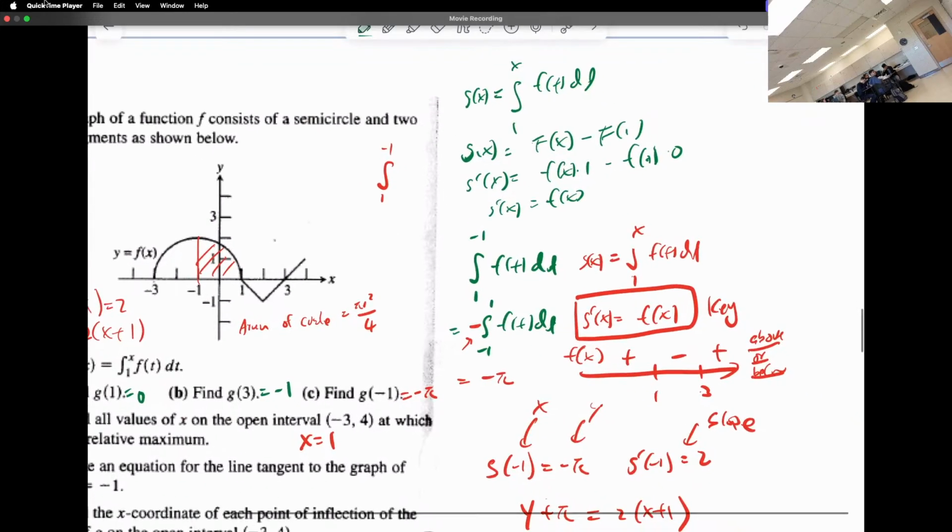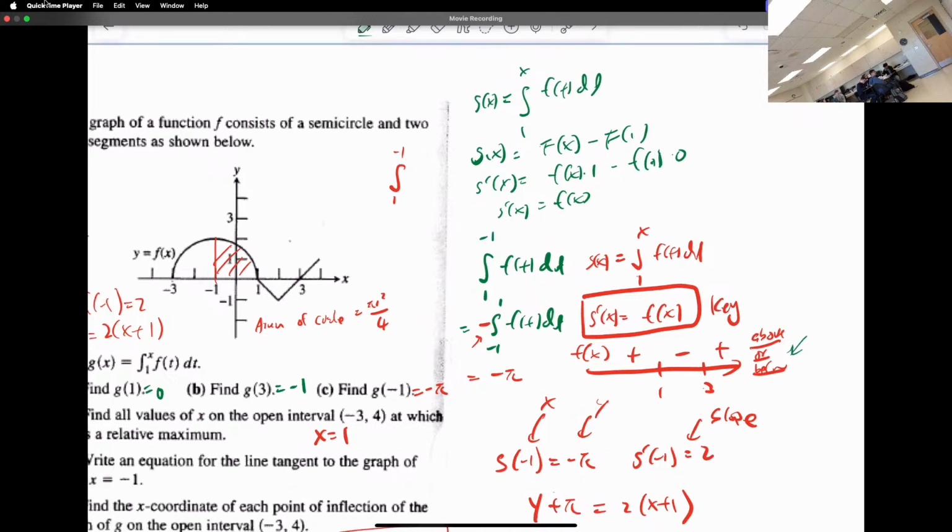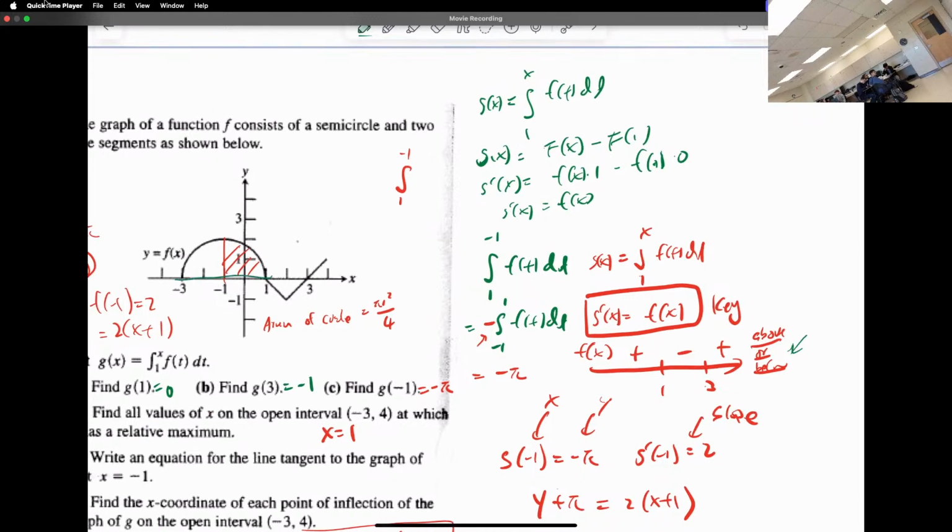So using the key, I'm gonna do a number line test. I'm looking at above or below the x-axis. So you see here, this is all positive, right? And I see here negative, and this is positive. So because g prime of x equals f of x, if I do a number line test, I find out it's 1.